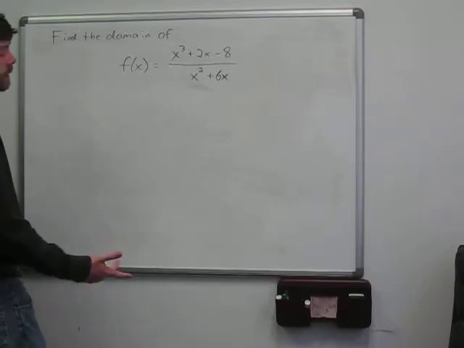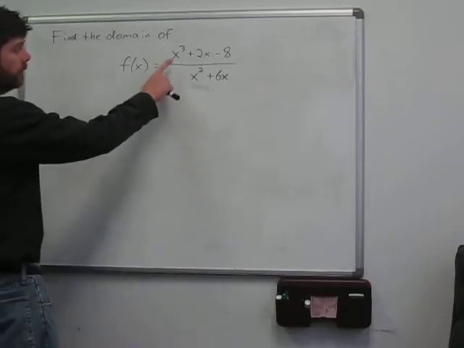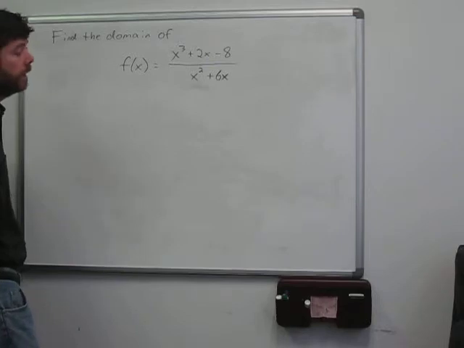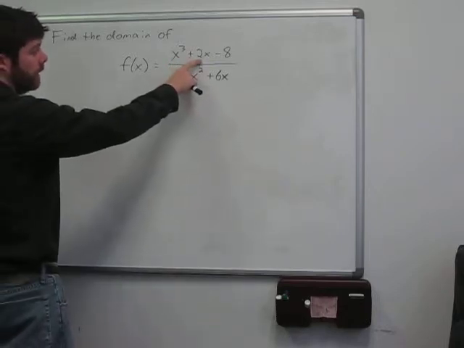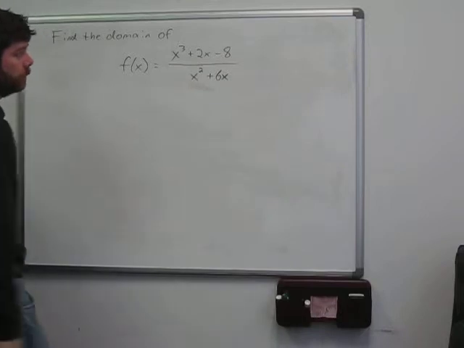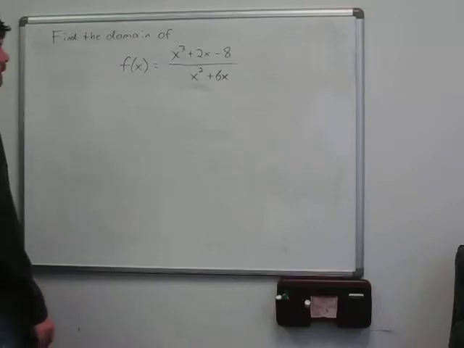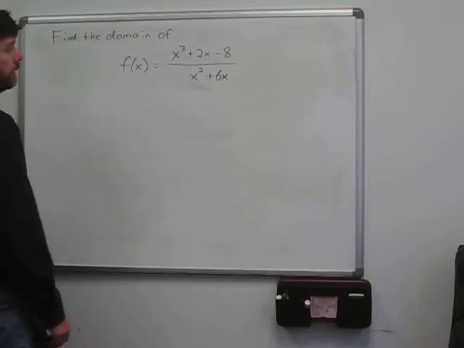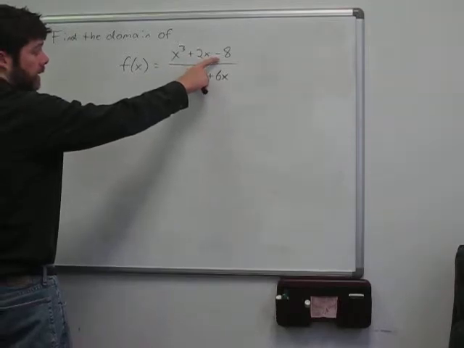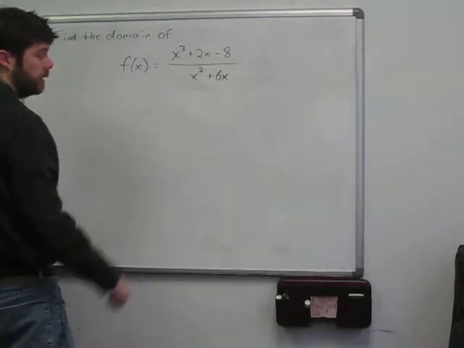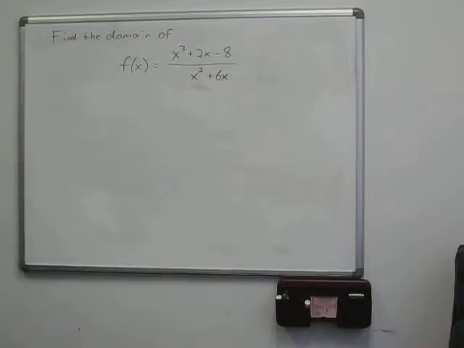So for instance, think about x equal to 1. If we were to replace these x values with 1, then up top we would get a -5, down below we would get 7, and -5 over 7 is a real number, so 1 would be included in our domain. On the other hand, if we thought about x equal to 0, if we plug in 0 on the top, we will get -8. 0 on the bottom is going to give us 0. -8 over 0 is not a real number, and so 0 would not be included in the domain.